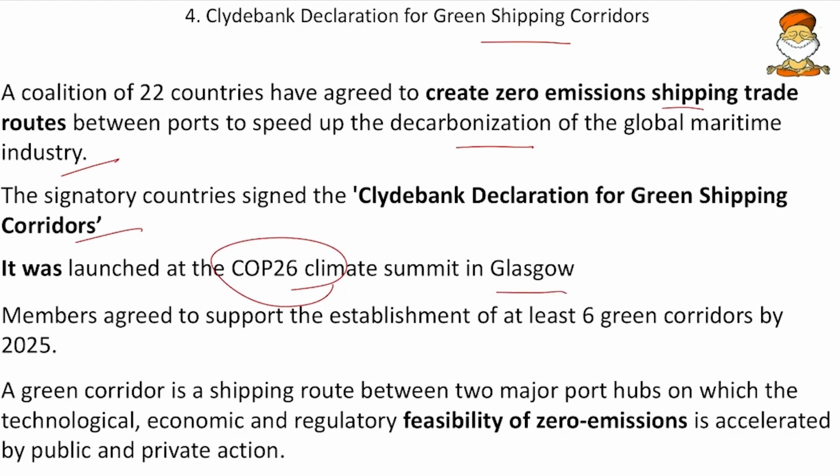Then the members agreed to support the establishment of at least 6 green corridors by 2025. And a green corridor is a shipping route between 2 major port hubs on which the technical, economic and regulatory feasibility of zero emissions is accelerated. So mainly a green corridor means a route with less carbon footprint, or one trying for zero carbon footprint. So remember the Clydebank Declaration, and also remember the 22 countries coalition, and also remember what a green corridor is.